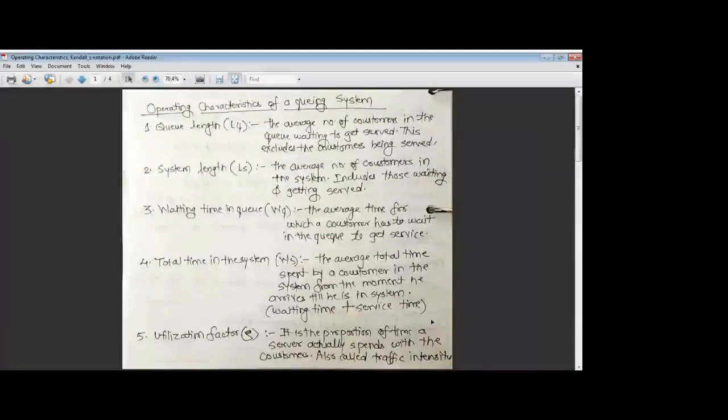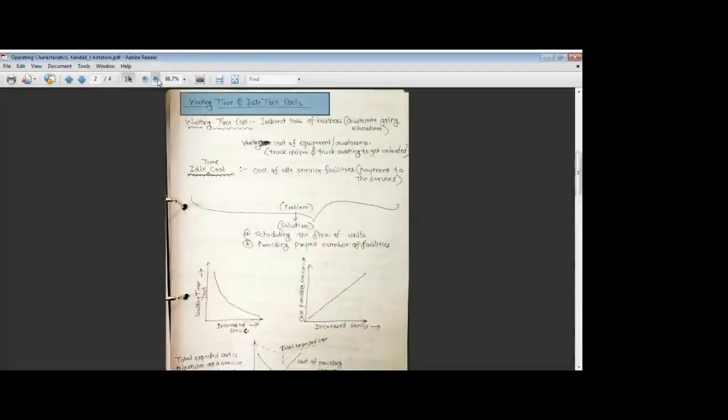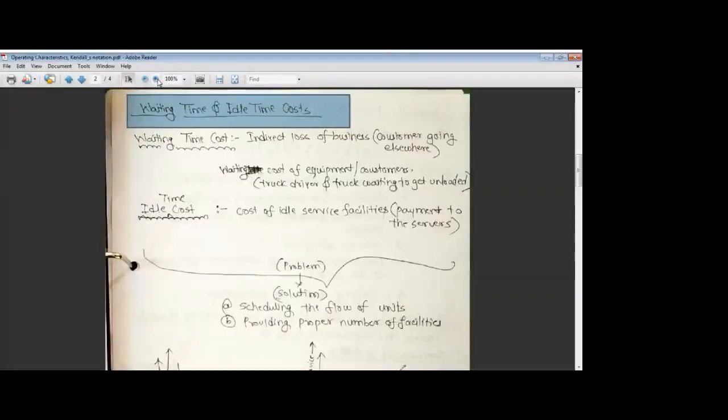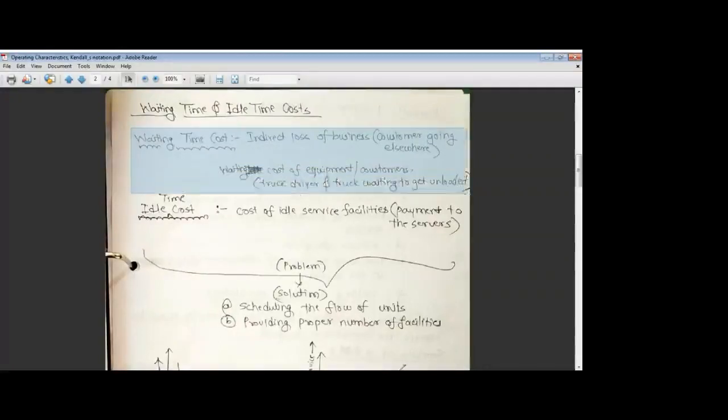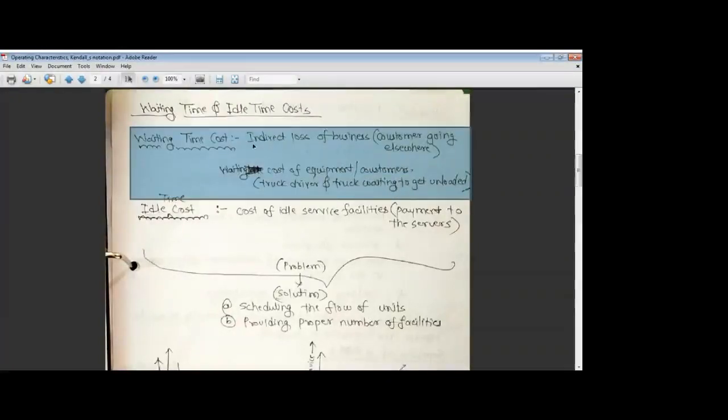Let's move ahead and understand a few more terminologies. Now, waiting time and idle cost. Why is it important to understand? We have talked about this in the previous few lectures, but I wanted to show you in a graphical format how the graph behaves for both the waiting time cost and the idle time cost. The waiting time cost includes the indirect loss of business.